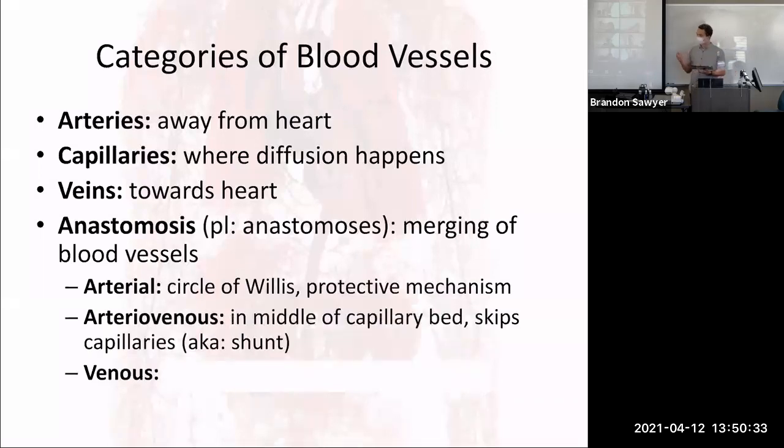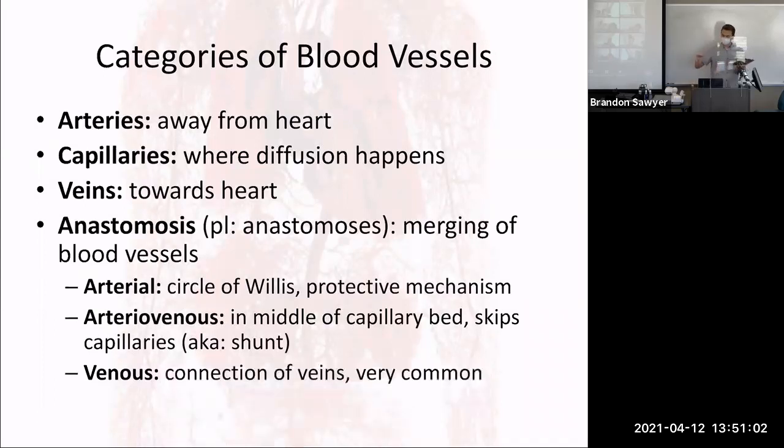We can also have an arterial venous anastomosis, which pretty much just means we skip the capillary bed. Right, so we go from artery to vein, and we skip the capillary bed in the middle. Okay, this is also known as a shunt. And these are very common in the body. So if a certain area of tissue doesn't need oxygen at that point or doesn't need extra blood flow, then it's just going to skip the capillaries and keep going. And then the venous ones, this is where two veins connect to each other, and these are actually pretty common for veins.